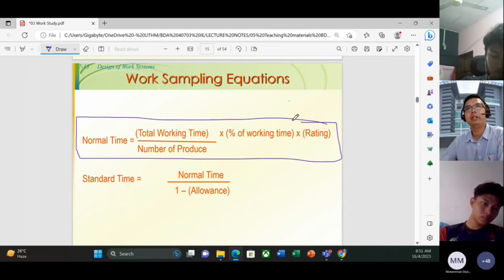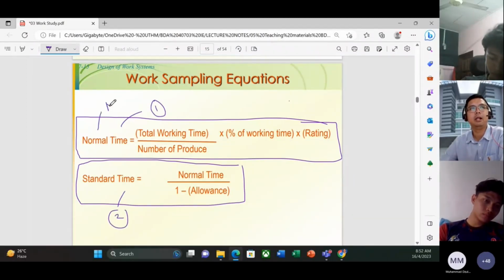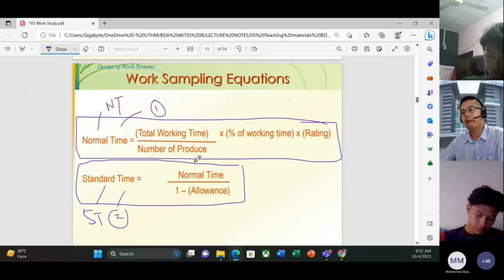So there is a difference between the normal time equation for the time study versus the work sampling. But the standard time formula is the same for the time study and also the work sampling. Okay, this is number one, and this is number two formula. NT, I'm still using normal time. This is standard time.